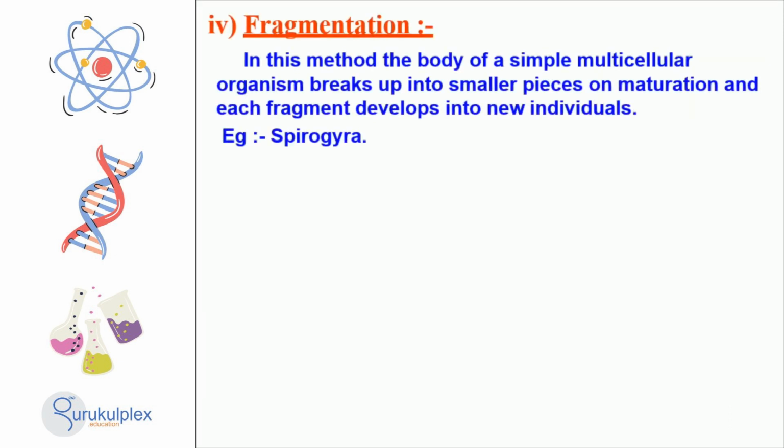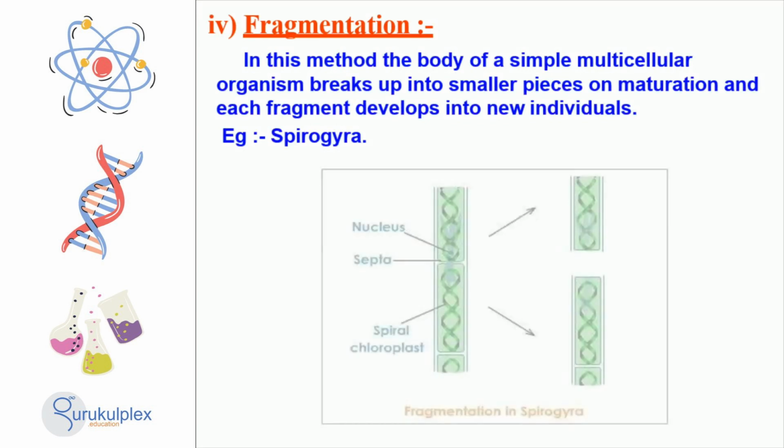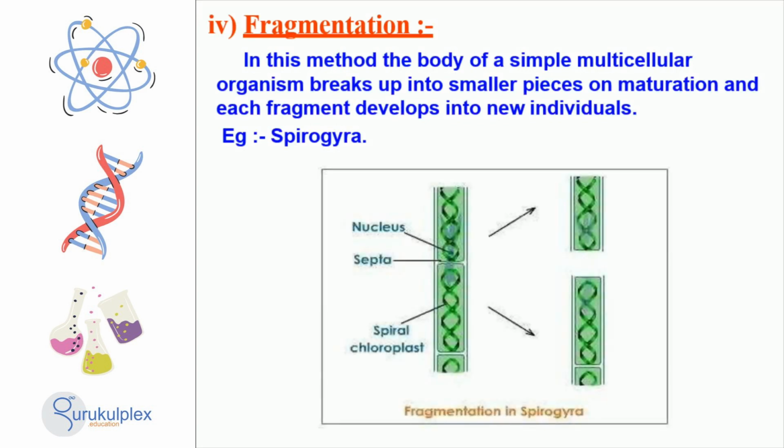Fragmentation is a form of asexual reproduction found in some simple organisms, in which the body of the organism divides into smaller pieces upon maturation, and each of these pieces develops into a completely new individual. An example of this is Spirogyra, an aquatic algae. It is a rapid and cost-effective method of reproduction in some simple organisms in comparison to the more complicated method of sexual reproduction.